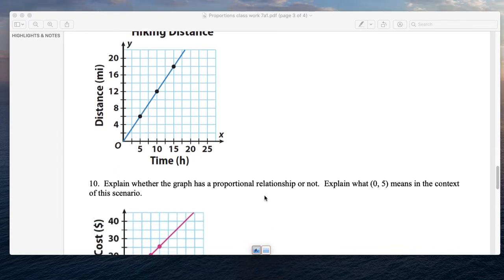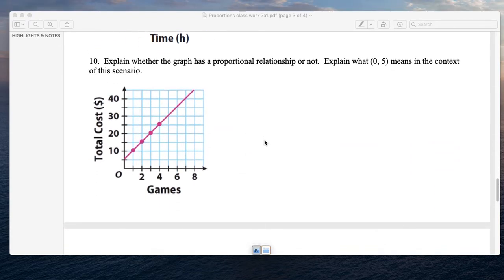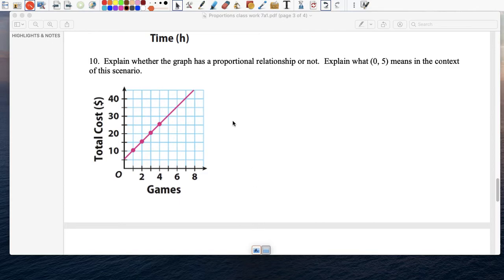Ten. So for this question, think about it for a second. Here, I played 0 games. Let me put some numbers here: 5, 10, 15, 20, 25, 30, 35. Played 0 games and paid $5. Played one game, paid $10. Played 2 games, paid $10. I paid 3 games, played $15. So, is this proportional or not?